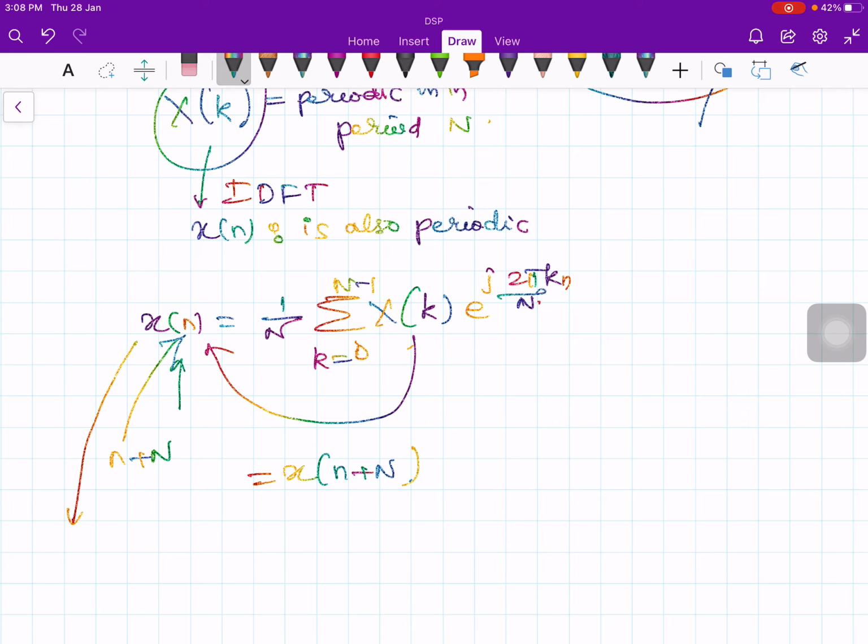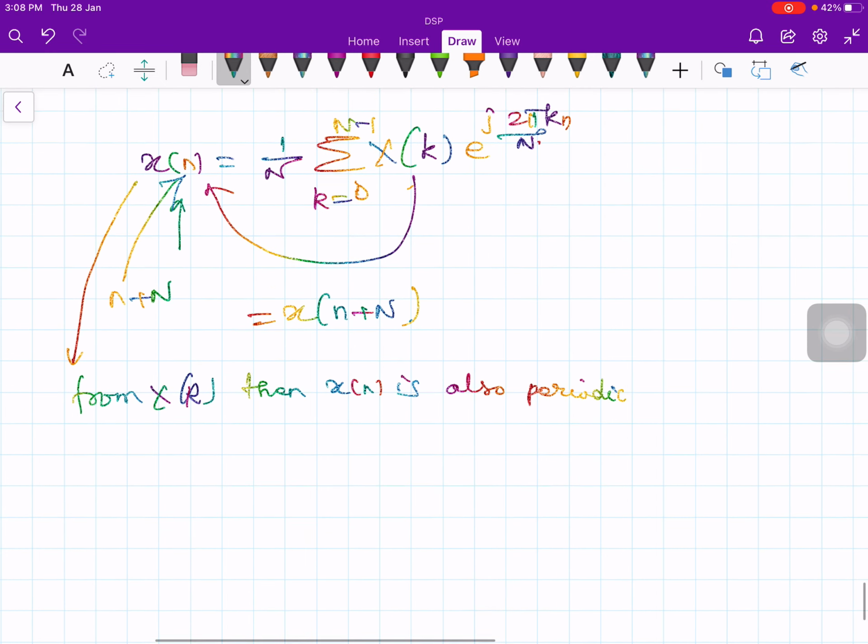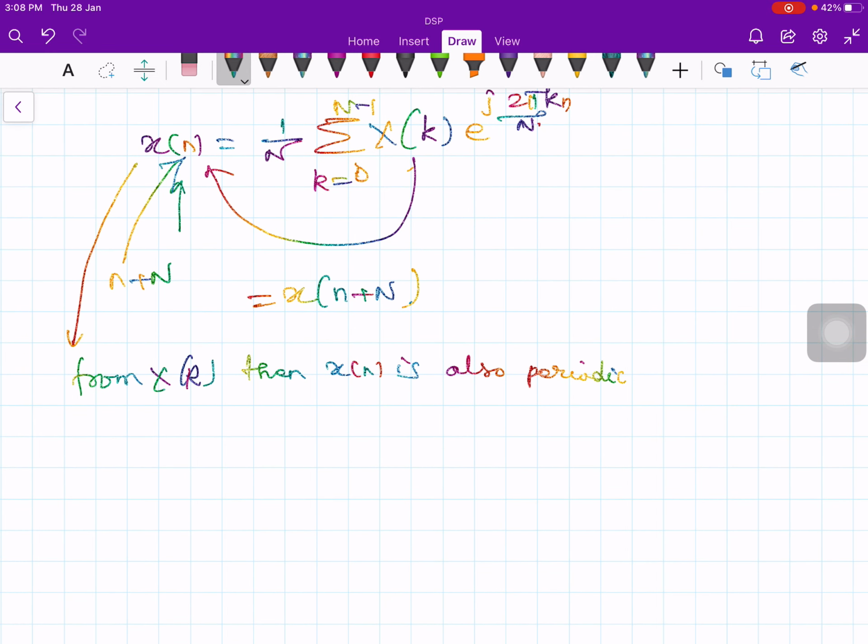So once you find x of n from capital X of k, then x of n is also periodic. The beauty is originally it wasn't periodic. We started with a finite length x of n. Whenever you have a finite length, then you cannot say it is periodic, which does not repeat. That is, x of n exists, we assumed, right? What did we assume? We assumed it exists only from 0 to N minus 1. But if you carry out the computation, it will exist beyond capital N minus 1, and also on the left hand side.